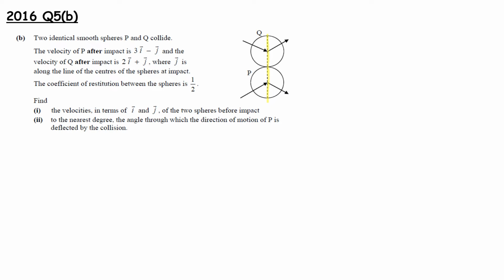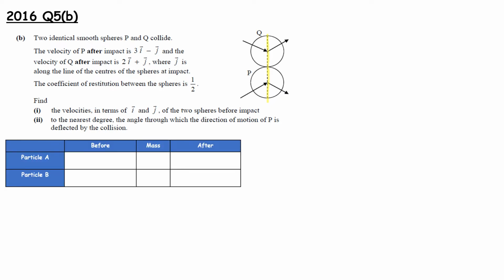The coefficient of restitution is 1/2. Find the velocity in terms of i and j of the two spheres before impact. So it's quite a mixed up little question, but the same as we're used to, just in a different order. So let's start with our table. Again, I've used A and B, but we're talking actually that this is P and Q. So we only know the afters, and the spheres are identical.